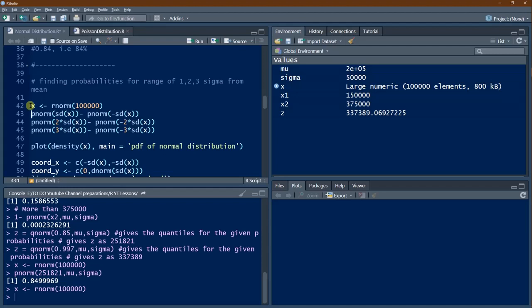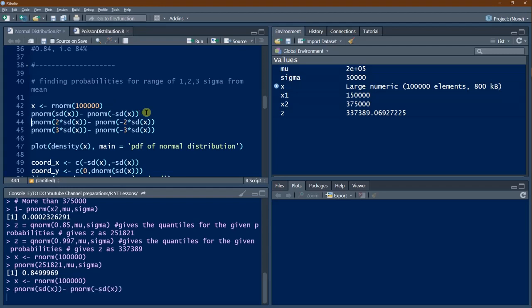Now we'll create pnorm of sd(x) and pnorm of minus sd(x). Actually here we are finding the area between 0 and plus sd(x), that is on the right hand side of the bell shaped curve, and pnorm of minus sd(x) is on the left side, because 0 is the mean here, because we have created the random normal values without mentioning standard deviation and mean. So basically this is 0 for mean and 1 for standard deviation. So this is the first standard deviation distance.